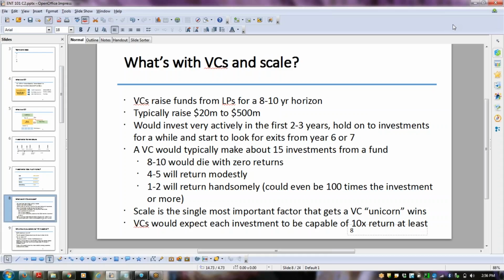Now, would they make this return with all their investments? Do you think VCs would be able to make 100x returns with each and every company they invest in? Yeah, no, they won't be able to. These are not hard and fast numbers; they are based on historical data. If they make 15 investments for a fund, typically 8 to 10 die without giving any returns. They just die out.